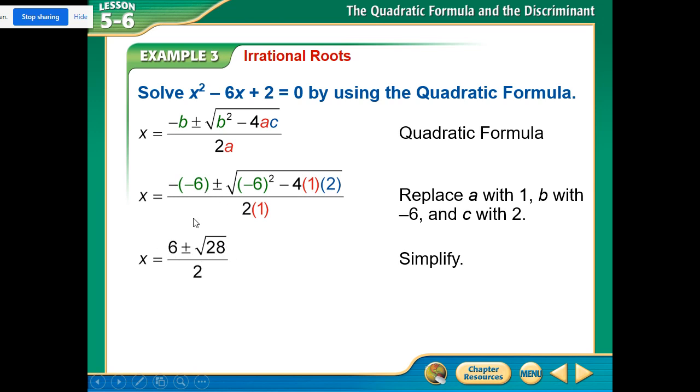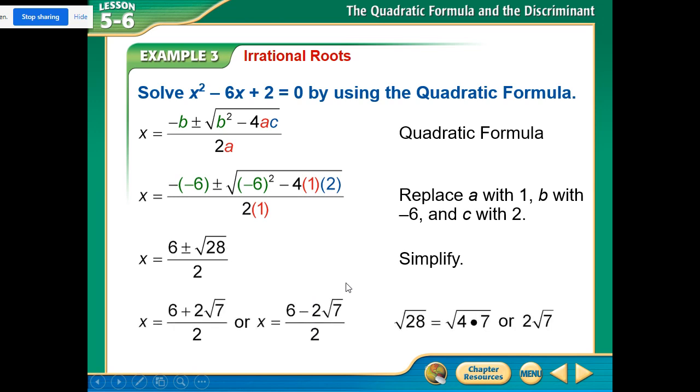Now let's put in the other parts. Opposite of b is 6, and 2a is just 2, or 2 times 1, right? Now 28 is not a perfect square. So we have to simplify it. We have to do our birthday cake. And when we do that, it's 2 root 7. There's 2 2's that come out, and so it's 2 root 7. So we have 6 plus 2 root 7 over 2, and 6 minus 2 root 7 over 2.